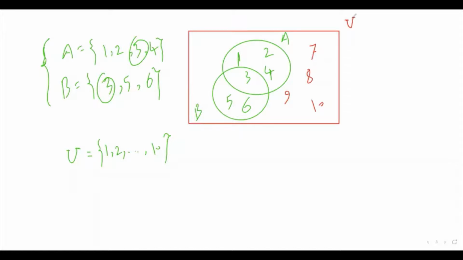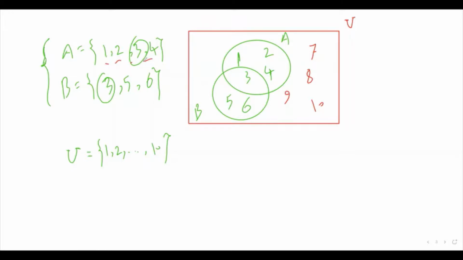So in this problem, my universal set is all the numbers from 1 to 10, and it could be something else for another problem, right? But it should contain all the elements. Now, what is a complement set? So for the complement set, for example, take a look at set A, which has 4 members.